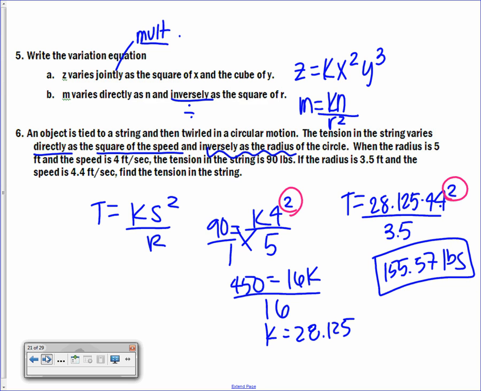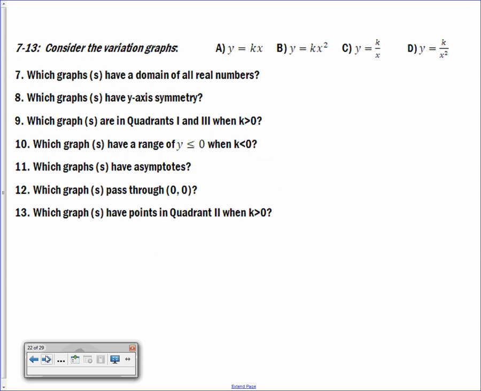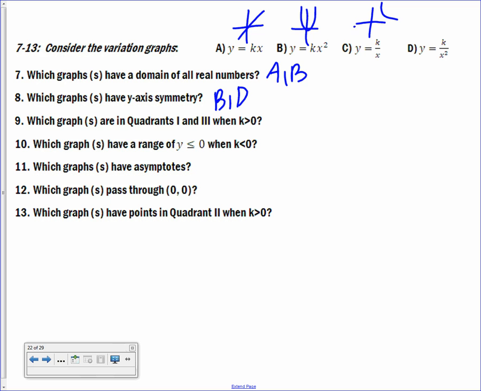Then for 7 through 13, go back to those graphs that we sketched in the beginning and see which ones were which. Which ones have a domain of all reals? That would be A and B, your line and your parabola. Which ones have y-axis symmetry? That would be B and D, because B and D are the ones that had the branches right next to each other.